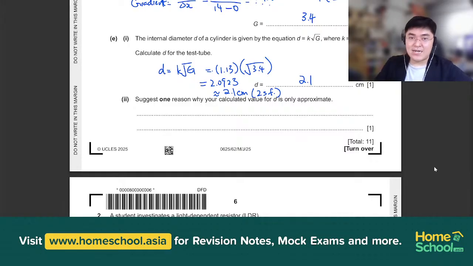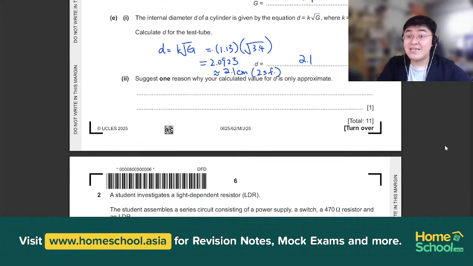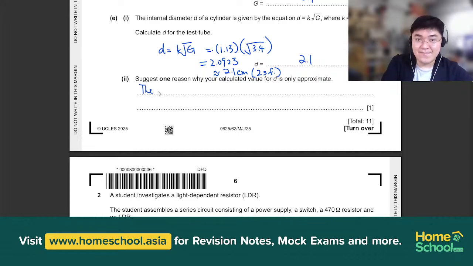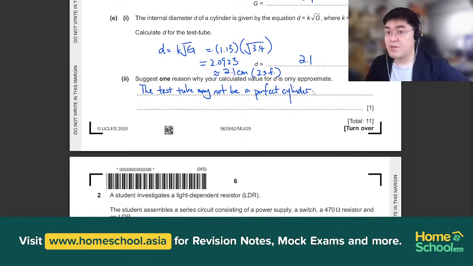Suggest one reason why your calculated value of D is only approximate. There are many answers to this actually. Let me just write down my answer. The test tube may not be a perfect cylinder. There are many answers to this. The gradient, for example, is actually very approximate.